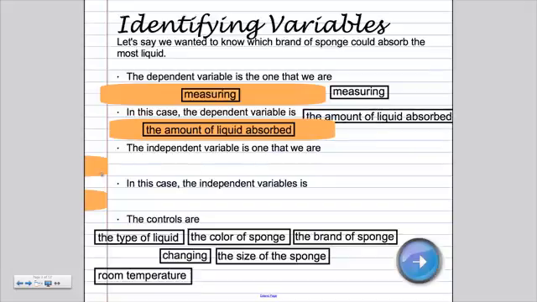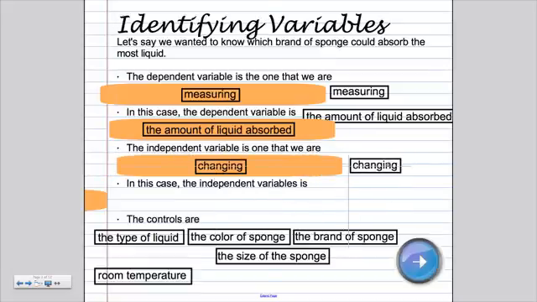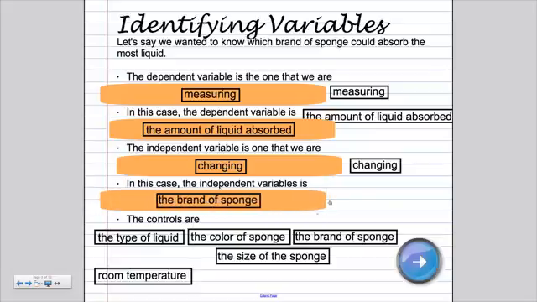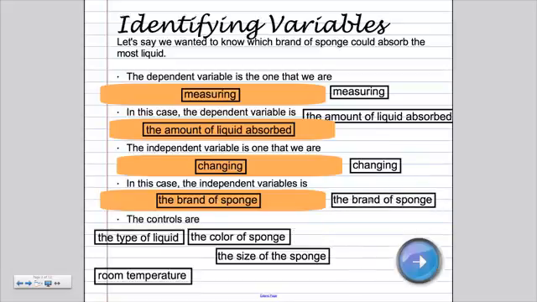And the independent variable is the one that we are changing. So again, changing should have been moved to that line. And in this case, the independent variable is the brand of sponge. So the controls are the type of liquid, the color of sponge, the size of sponge, and the room temperature. Those are all things that we would control or keep constant. Let's keep going.